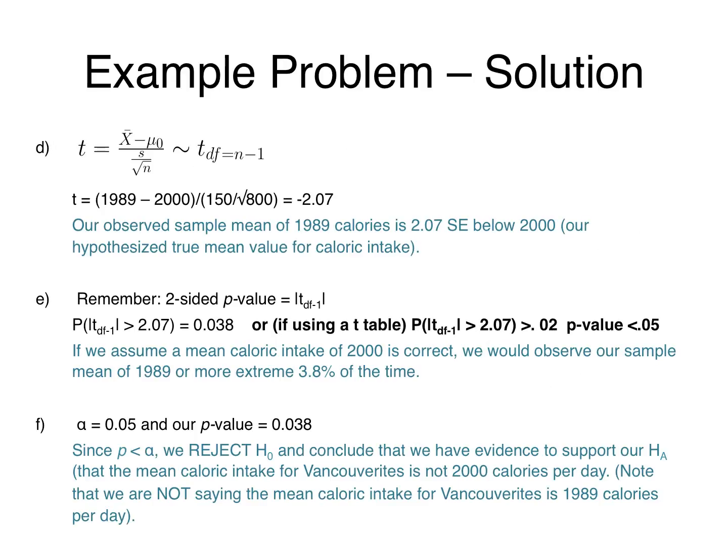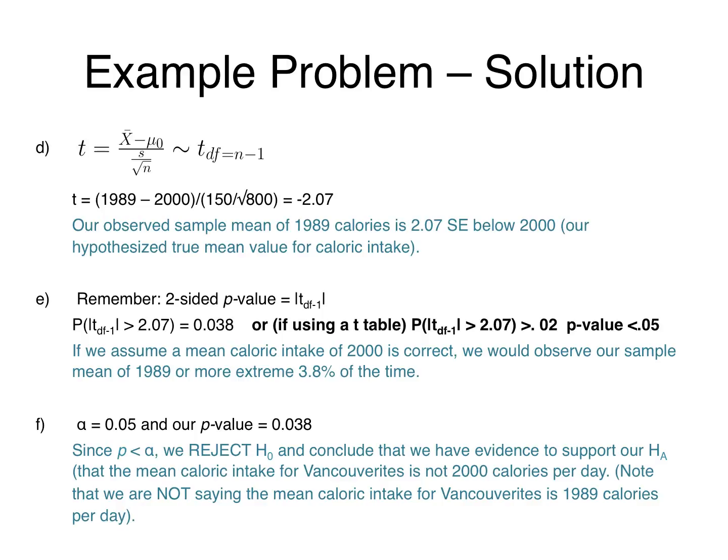Since we don't know the true standard deviation, we calculate a t-statistic as our test statistic, rather than a z-statistic. And we assume that the true mean is 2000, our sample mean is 1989, our standard deviation is 150, and our sample size is 800. So we plug this into our formula to calculate a t-statistic of negative 2.07, and we interpret this as our observed sample mean of 1989 calories is 2.07 standard errors below 2000, our hypothesized true mean value for caloric intake.